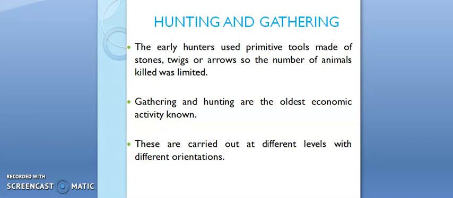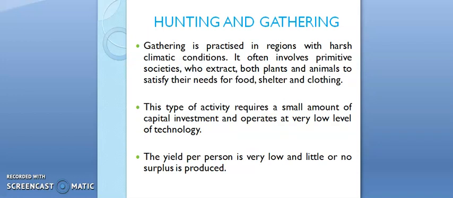Gathering is also another kind of primitive activity which comes under the primary activity, and we are seeing that gathering and hunting both are the oldest primary activity, or oldest economic activity, of the world. Now, this hunting and gathering is still carried out by different people of the world. Gathering is practiced in the regions where the climatic condition is not good, or where harsh climatic conditions are present.